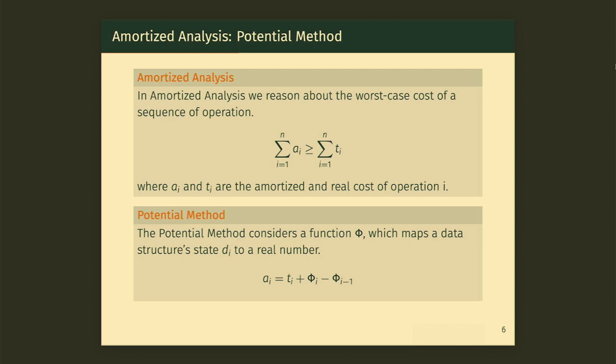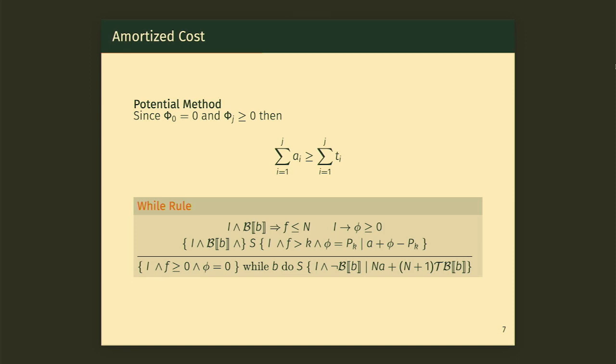There are 3 typical methods applied for amortized analysis. Here we chose to focus on the potential method. In the potential method, we consider a function that maps the state of a structure to a value. And we define the amortized cost as being the real cost plus the variation in potential. And with the restrictions that the potential is equal to 0 at the start and it has to remain positive for every state, then we have that the sum of all amortized costs is indeed greater than the sum of the real costs. So, having this brief recap on amortization, it's left to say how we can apply it to our logic.